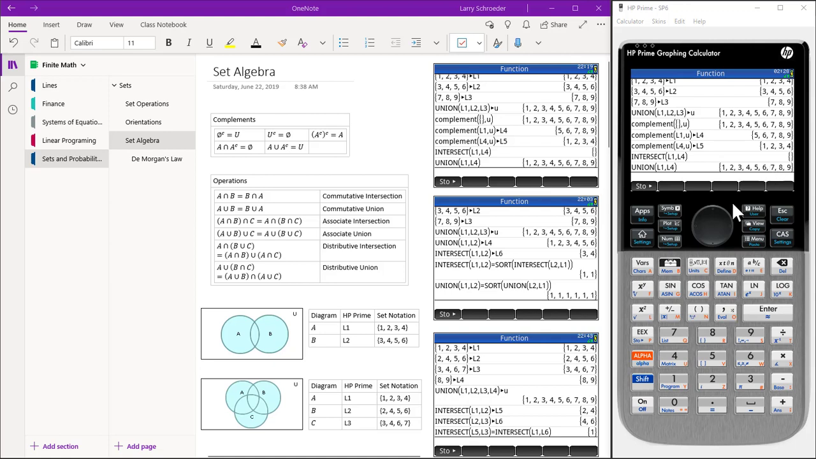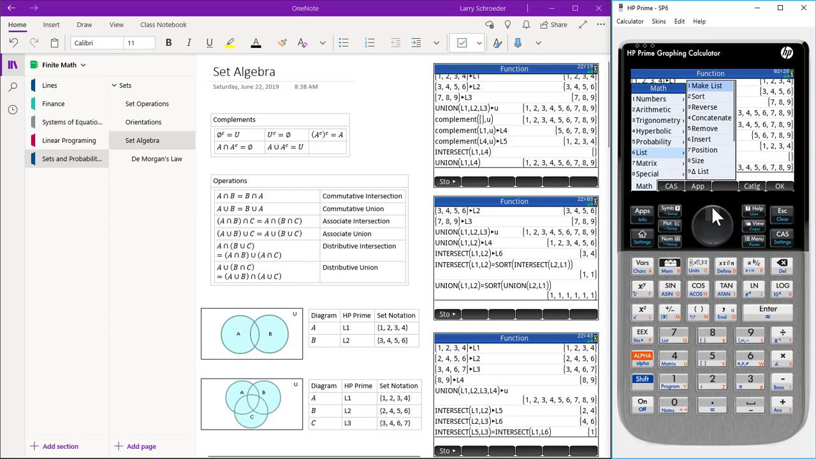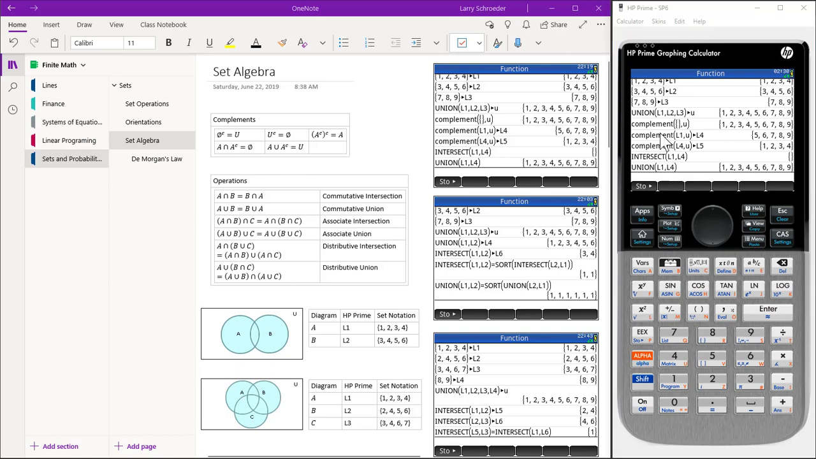We find these commands by pressing the toolbox key, pressing the list operator, using reverse scroll to find our union and intersection commands. The complement command is the function that we added, found by pressing the var key, pressing 2 for program, and then pressing 1 for complement.